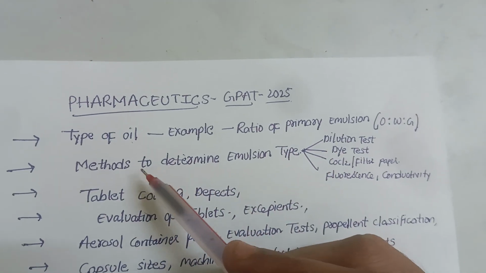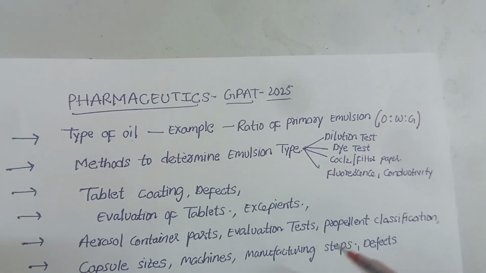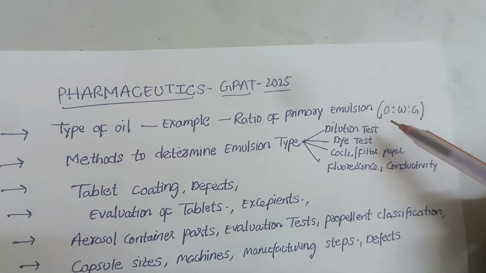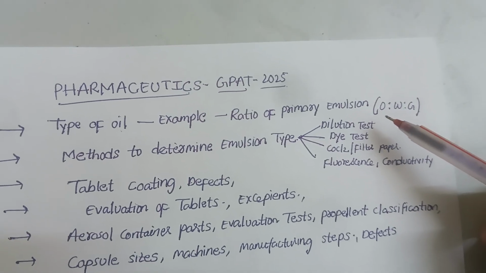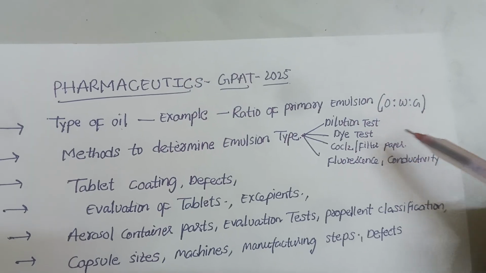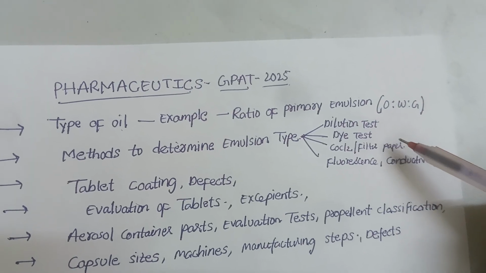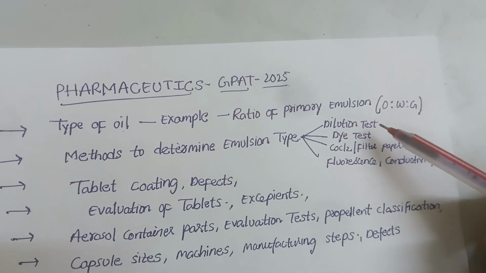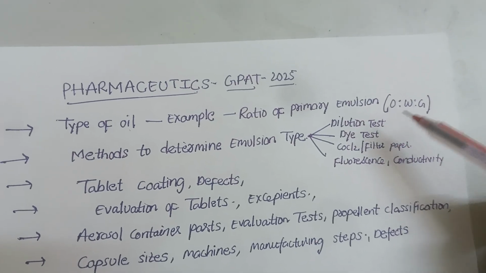The next is the methods to determine the emulsion type. So we have a table which contains four different methods to determine the emulsion type, that is your dilution test, dye test, cobalt chloride or filter paper test, fluorescence test, and conductivity test. So study and know about these tests.